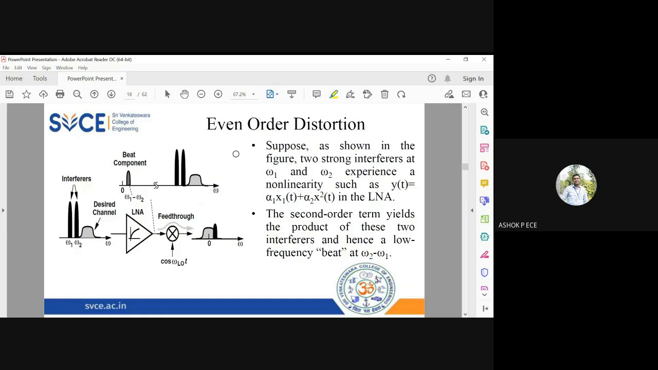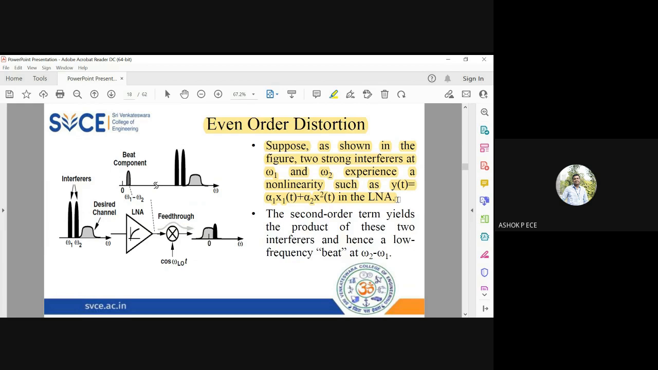So even order distortion is going to be a serious issue in this type of receiver. See here, I'm going to have two interferers, omega 1 and omega 2, close to my desired channel, and I'm going to have an LNA. The output of the LNA is given here: y of t equals alpha 1 x1 of t plus alpha 2 x square of t.